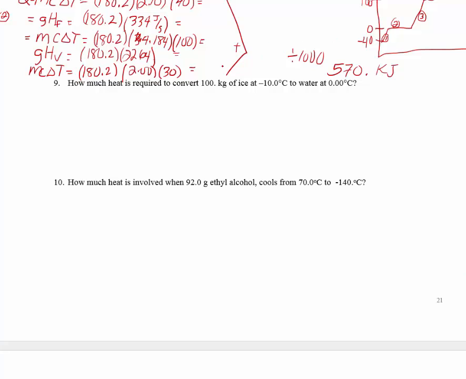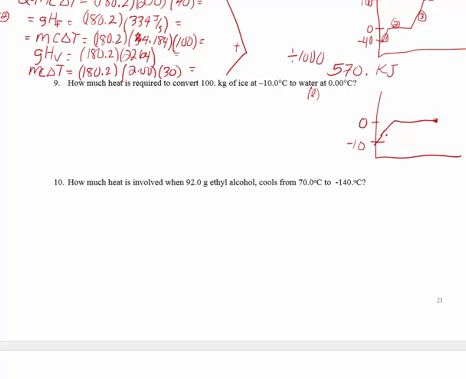Let's look at this one. Again, we're going to draw a picture. This time it's water, and I'm going to start at negative 10. But this time I want it to go to liquid water at 0. So that means I'm going to heat it, and then once it hits 0, it's going to start melting until I get all the way to liquid.